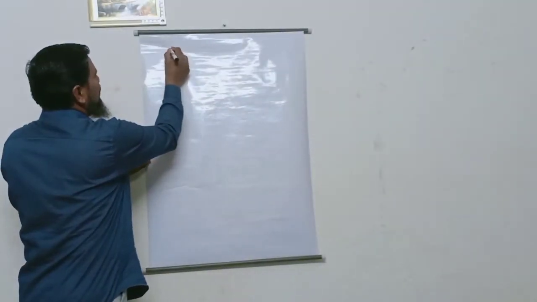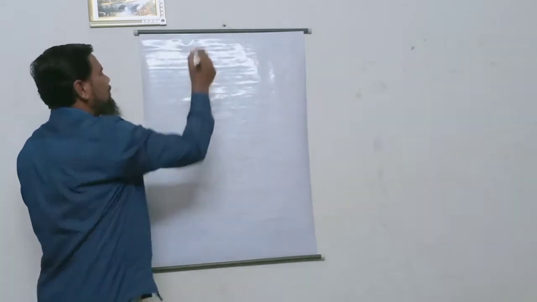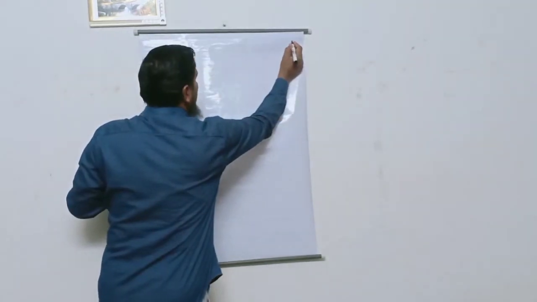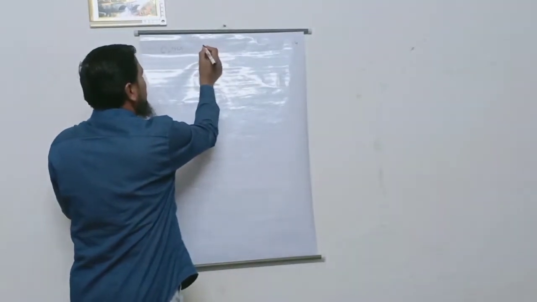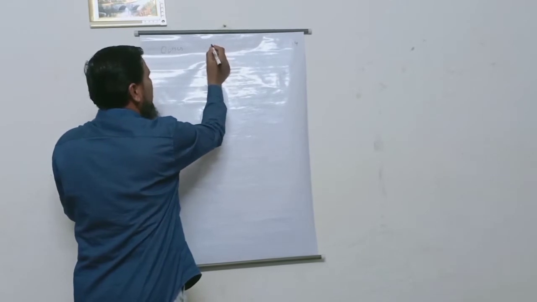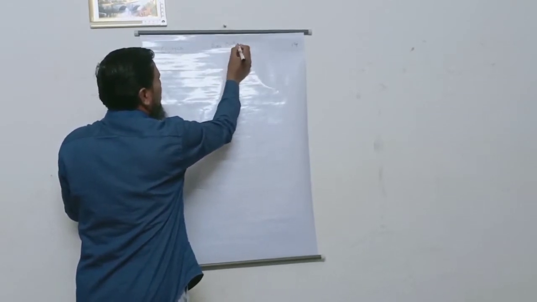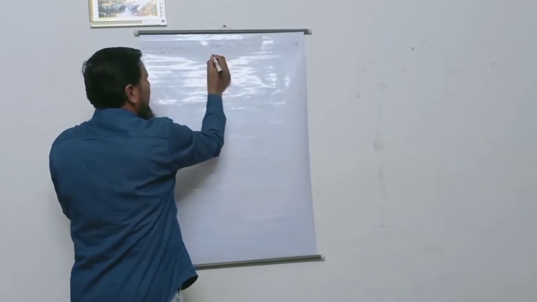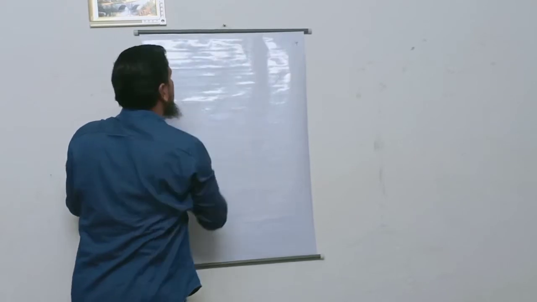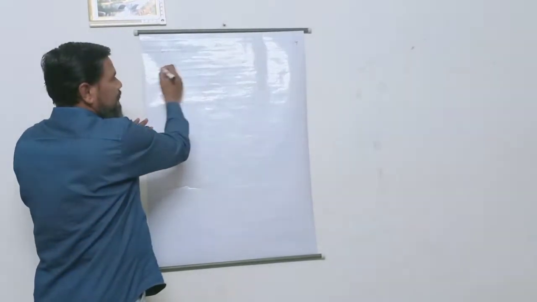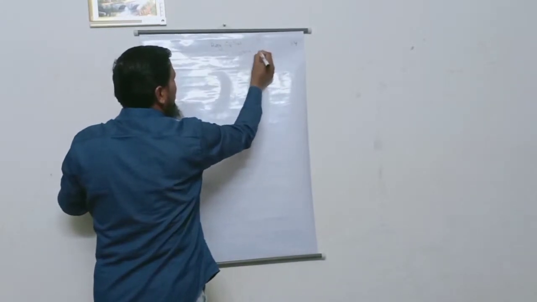Optics. This is unit number 6 and there are 14 marks. The two chapters in NCERT are ray optics and wave optics, which are chapter number 9 and chapter number 10.